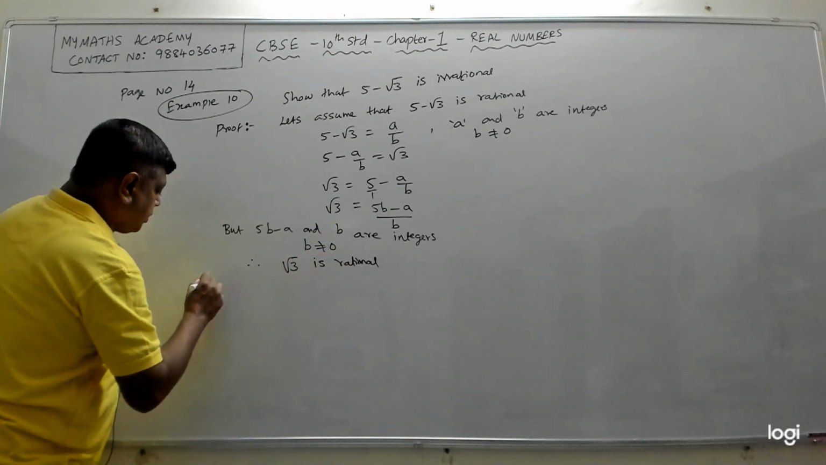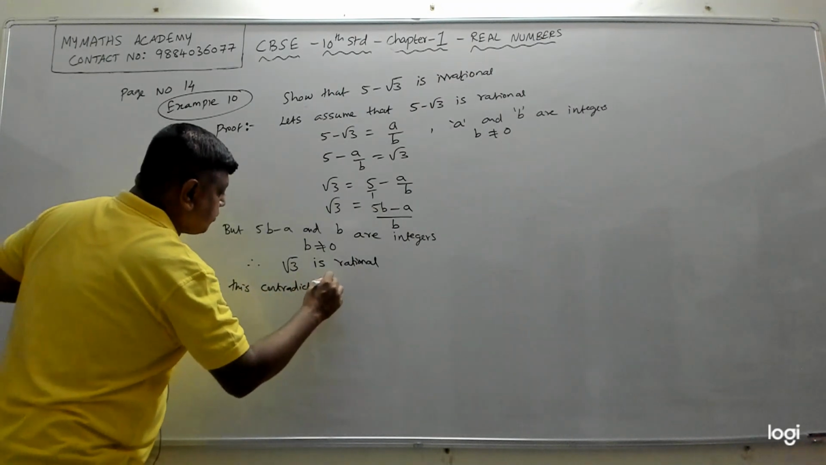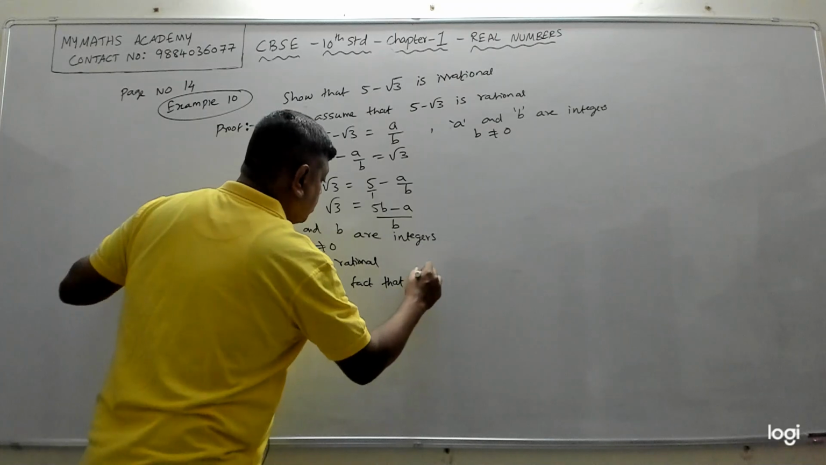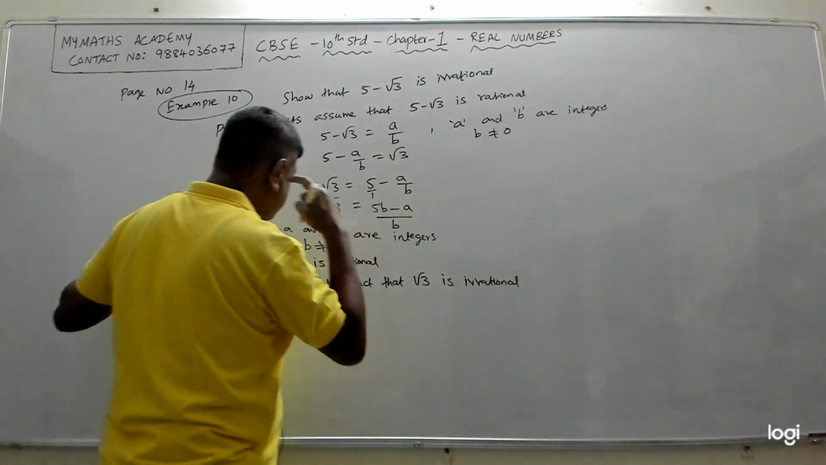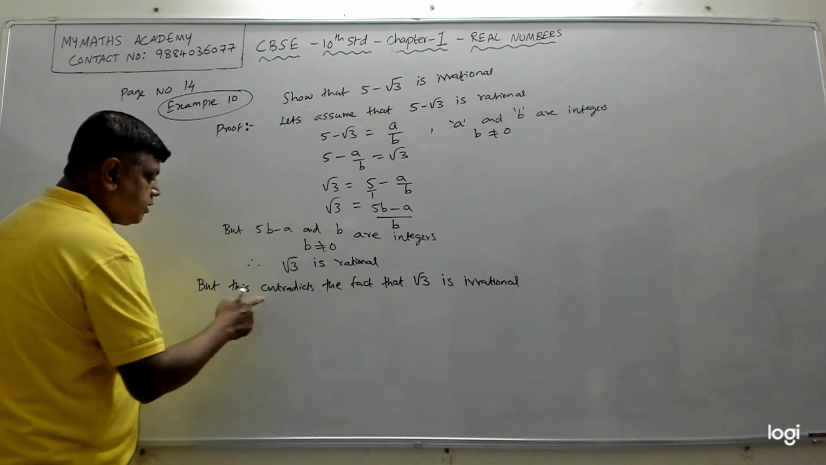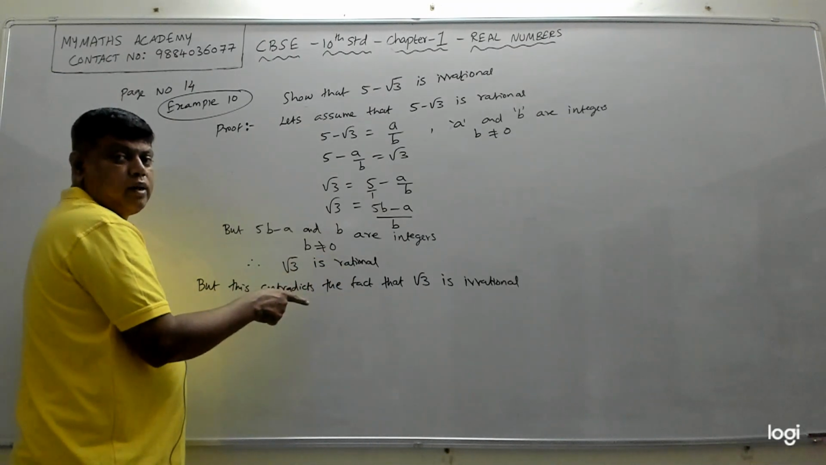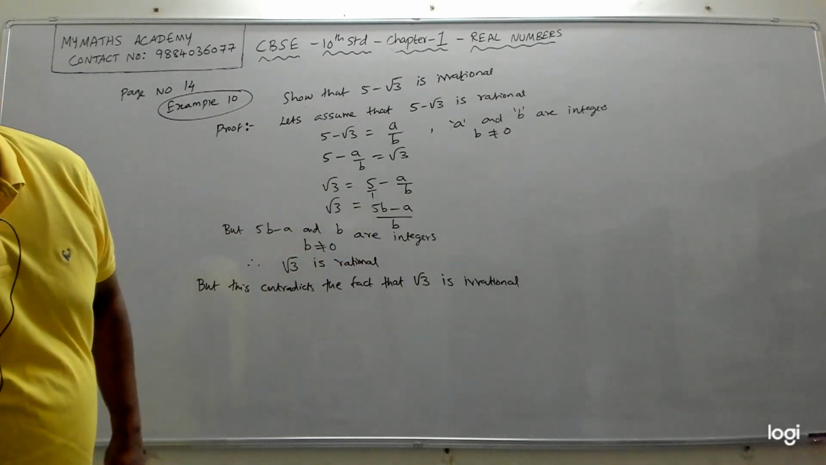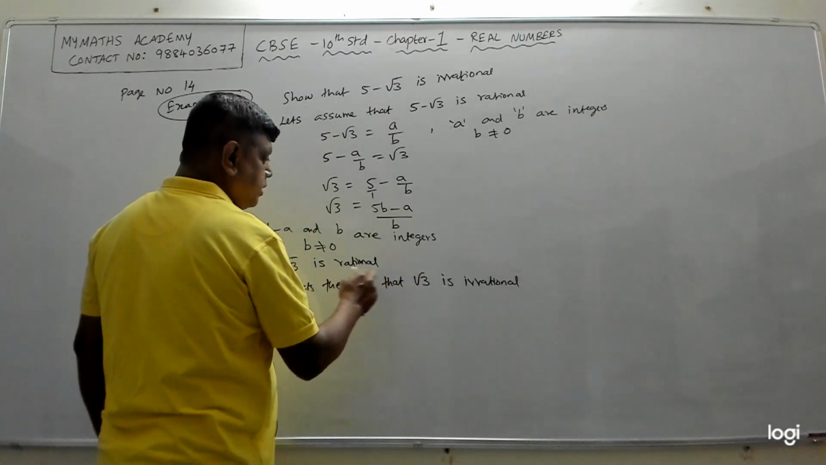But this contradicts the fact that root 3 is irrational. We are getting root 3 as rational, but we know root 3 is irrational, which we proved in example 9 in your textbook, page number 13. So this contradicts the fact that root 3 is irrational.